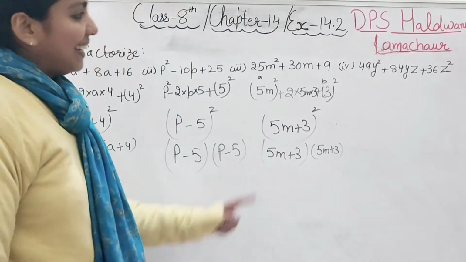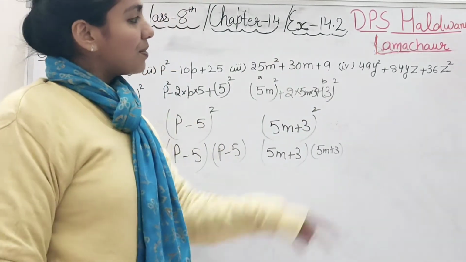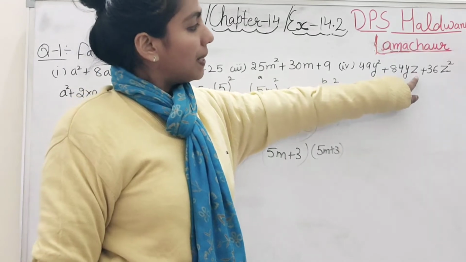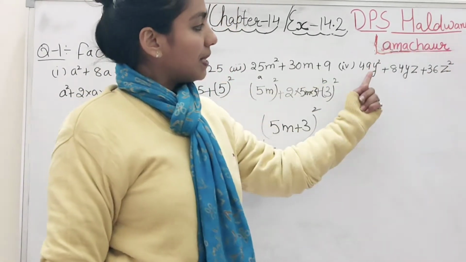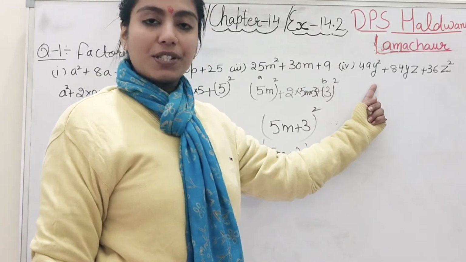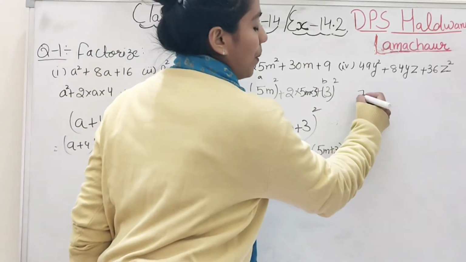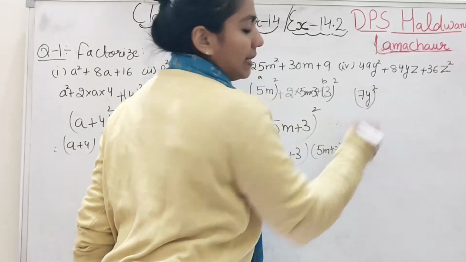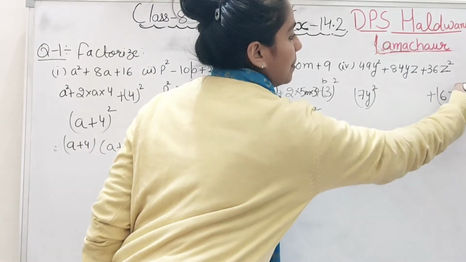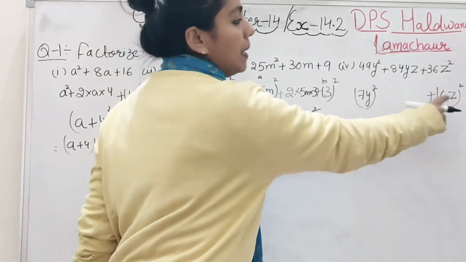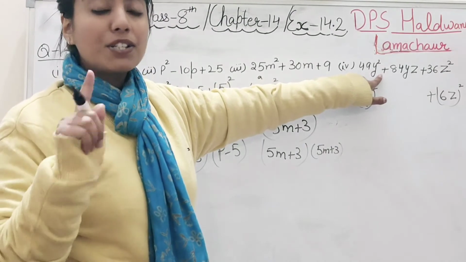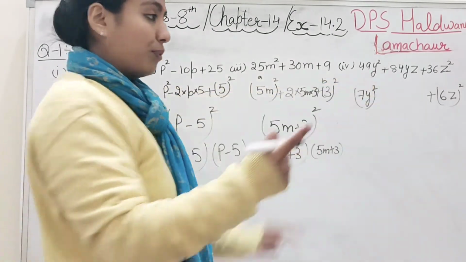Very simple, no? Now coming to our fourth part. Now see, student, 49y square plus 84yz plus 36z square. Let's start. First of all, perfect square. 49 is a perfect square, 7. So 7y. It is A plus B, 6 6s are 36, B square. It means A is 7y, B is 6z. Now here is plus. It means plus 2AB. Whether it's forming or not, we have to check.